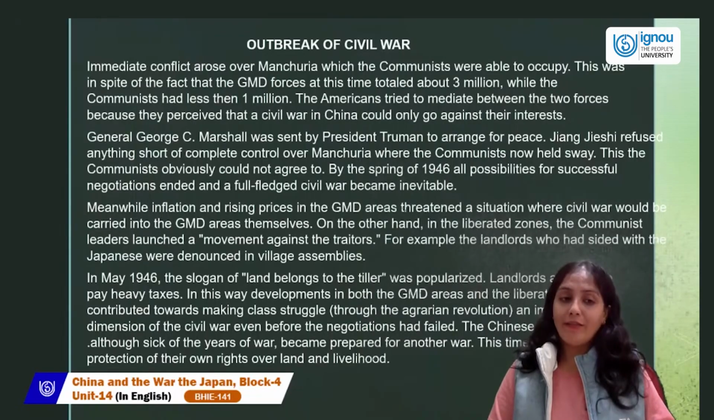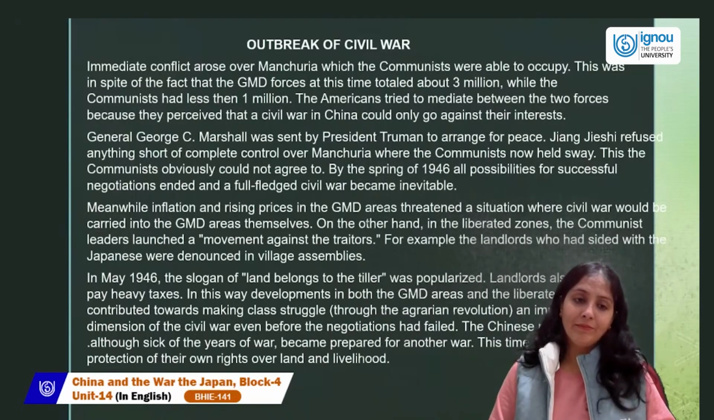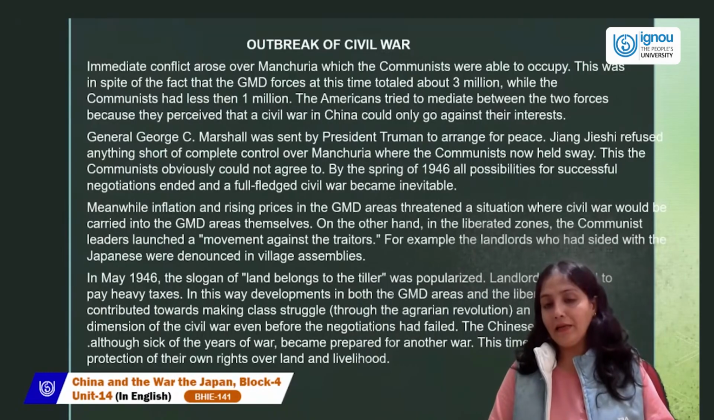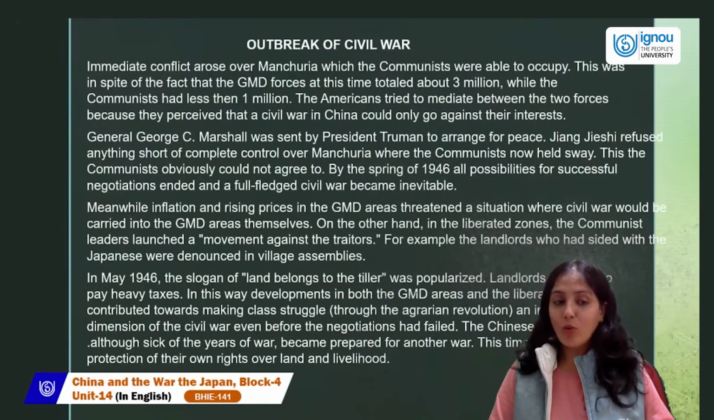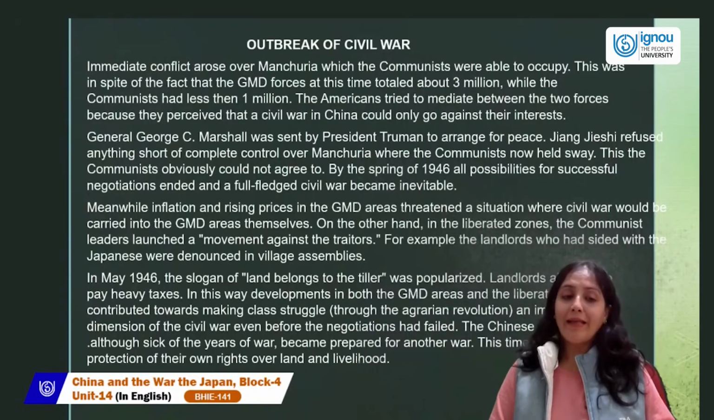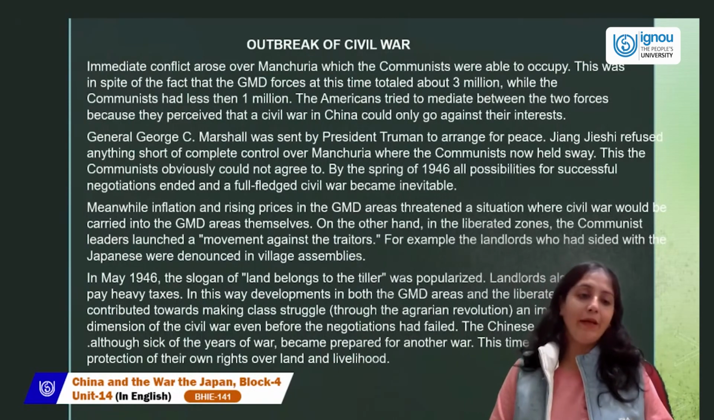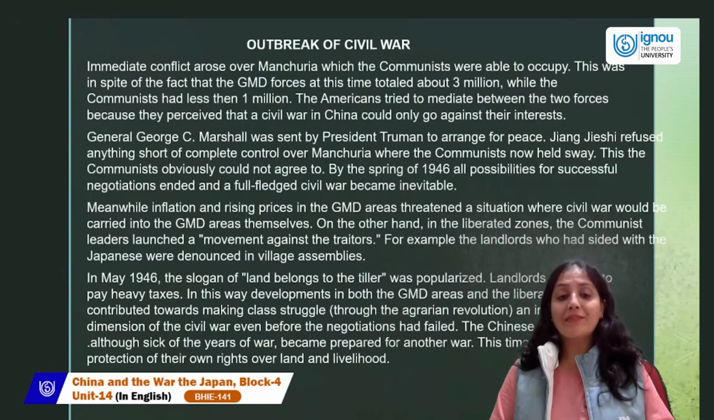In May 1946, the slogan "Land belongs to the tiller" was popularized. And landlords also had to pay heavy taxes. In this way, developments in both the Guomindang areas and the liberated zones contributed towards making class struggle an important dimension of the civil war even before the negotiations had failed.